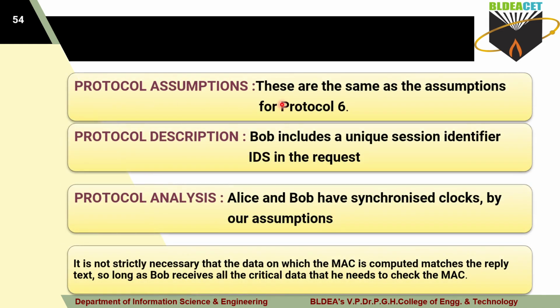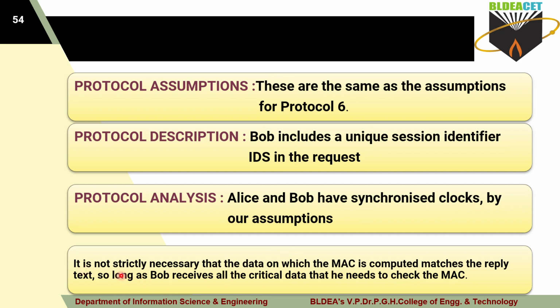Now the protocol assumptions are the same as protocol 6. The only extra thing included here is the unique session identifier in the request message. And one more thing is synchronization: Alice and Bob have synchronized clocks by our assumption. In protocol 6 and protocol 7 you are using timestamps, and for generating the timestamps you require synchronized clocks. Only if you have synchronized clocks can you prevent such types of attacks.